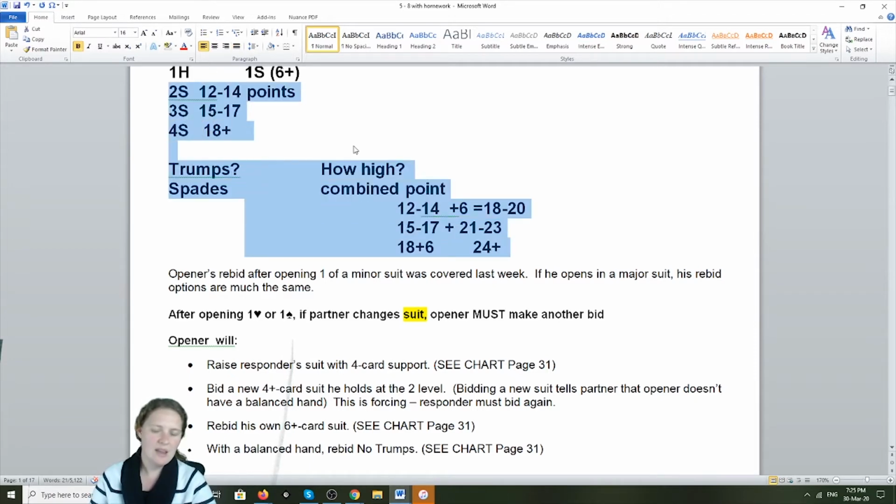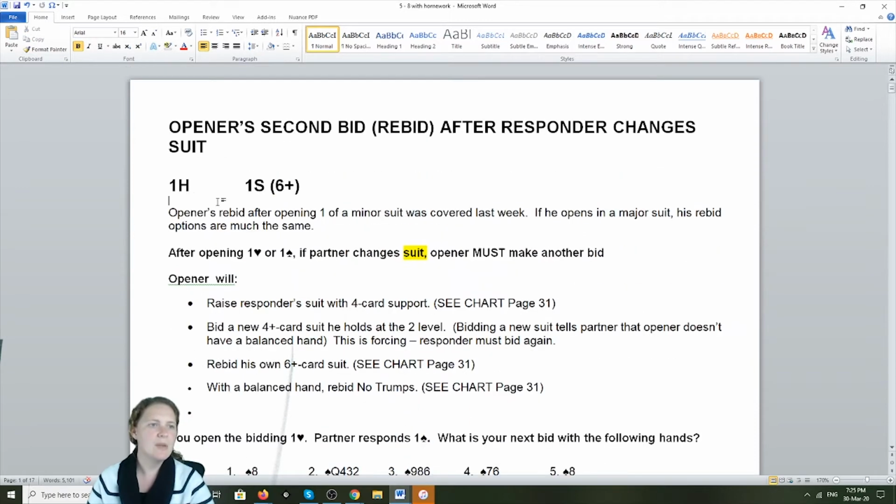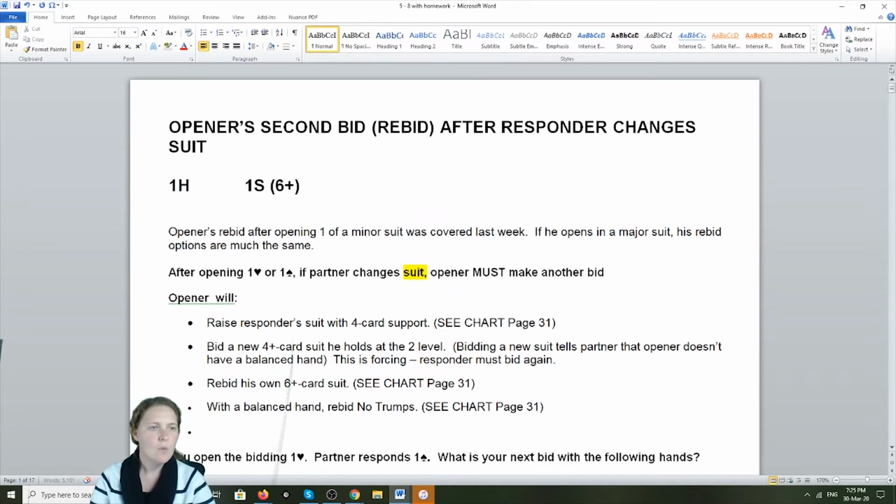So this is where, if I just delete all this, we're coming back to our auction up here. So 1 heart, then 1 spade. What we could do is bid 2 diamonds or bid 2 clubs, and this would tell our partner that we don't have a fit for them, so we don't have 4 cards in spades, but we do have 4 cards ourselves in either diamonds or clubs, whichever one of those you bid.